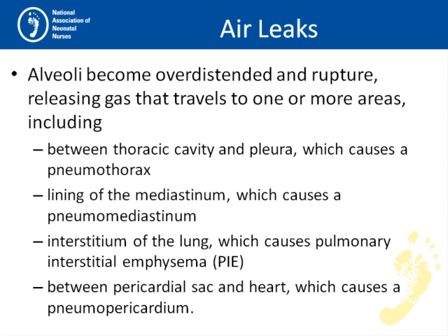Gas from alveoli rupture travels to one or more areas, including between the thoracic cavity and pleura, leading to the pneumothorax. Infant may be asymptomatic if the air leak is small, and mortality rate is high with bilateral pneumothoraces. The lining of the mediastinum causing a pneumomediastinum. Pneumomediastinum is associated with meconium aspiration syndrome.